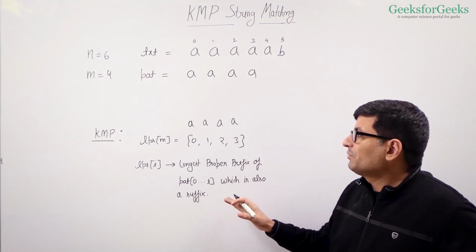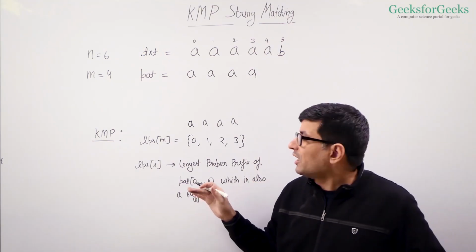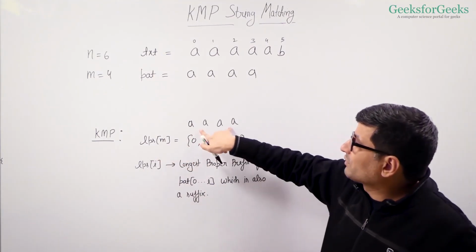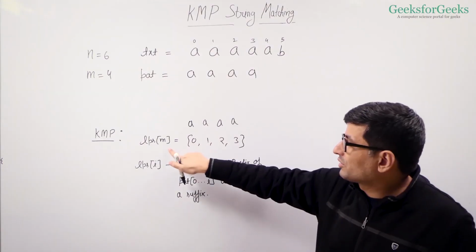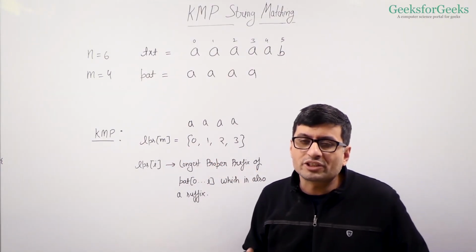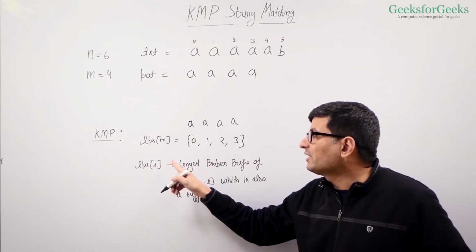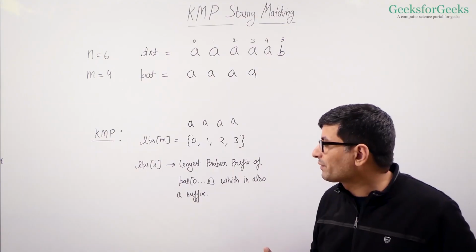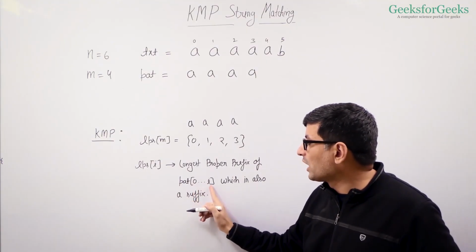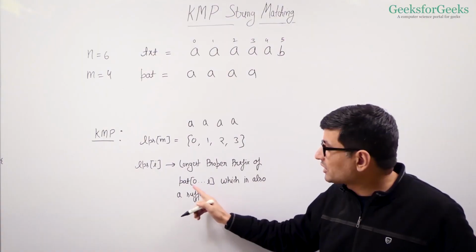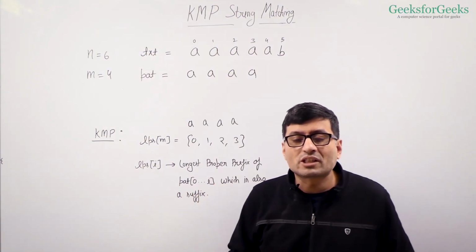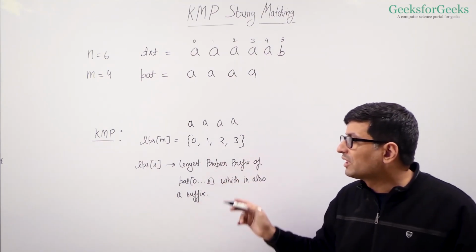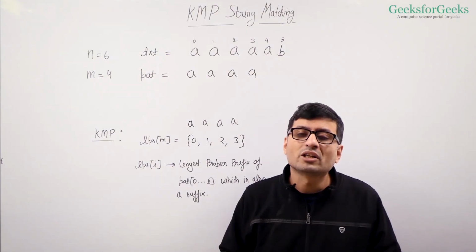In KMP algorithm, we first pre-process the pattern and build an array called LPS. The size of this array is same as the size of this pattern. There are 4 characters in the pattern, so this array is of size 4. And this is an integer array. LPS ith element in this particular array stores the longest proper prefix of pattern from index 0 to i, which is also a suffix of the same pattern here. We have discussed LPS computation in detail in the previous video. How do we get these values and how to fill this LPS array in linear time.